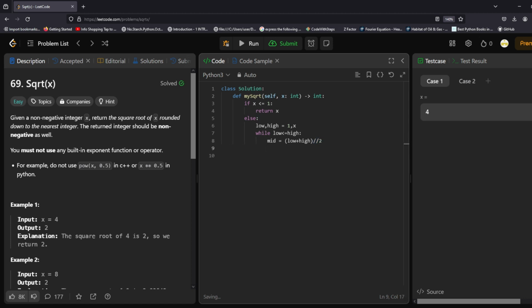Then once we get the mid value, if we square the mid and it is equal to x, so if you're lucky enough in our first iteration, we square the mid and we get x, we can just return the mid as the square root. Return mid.